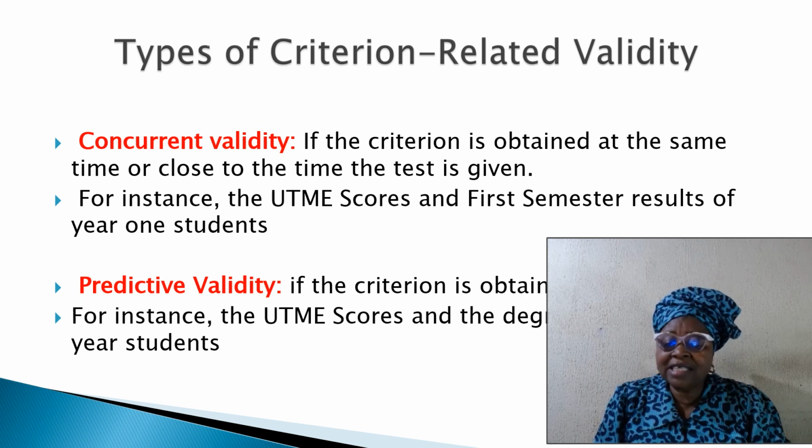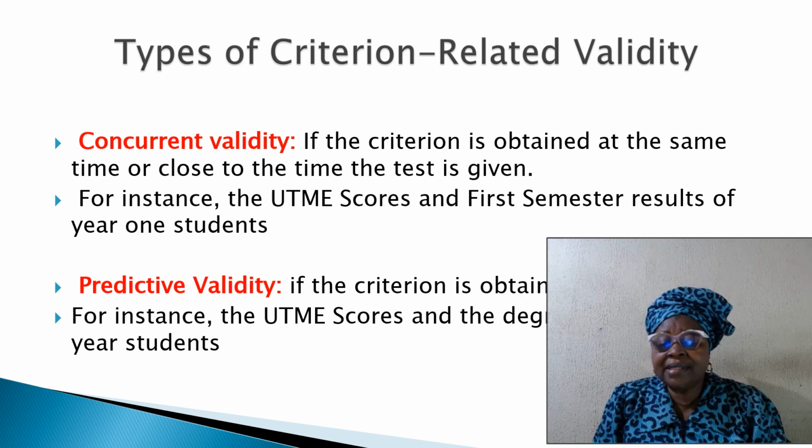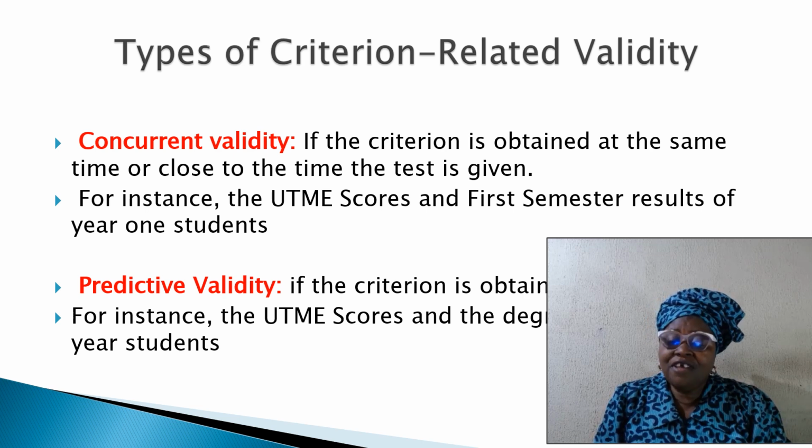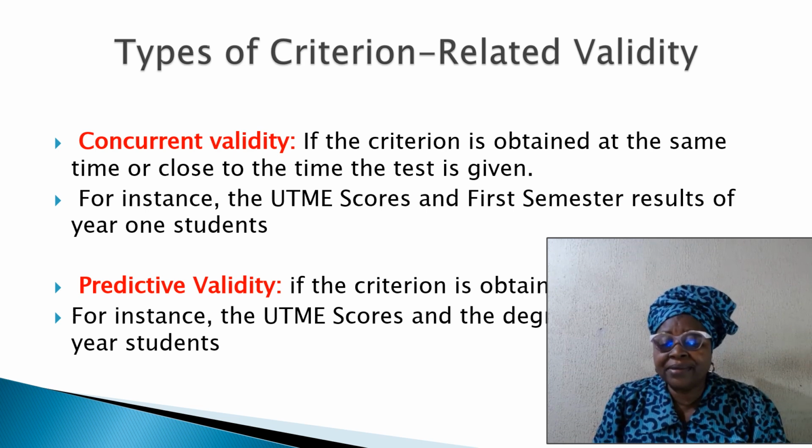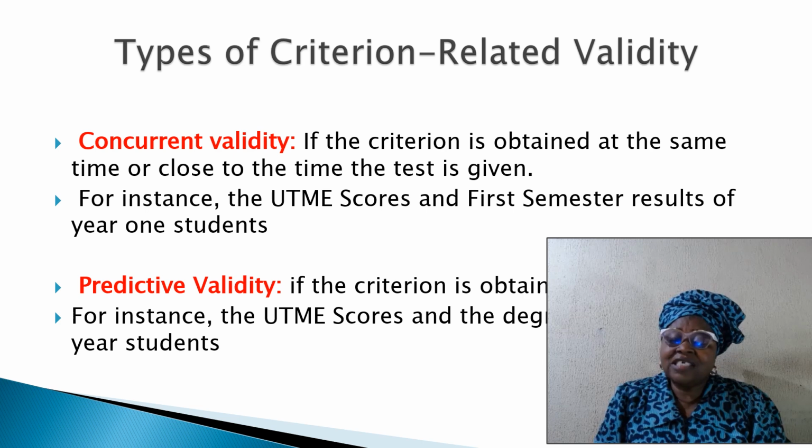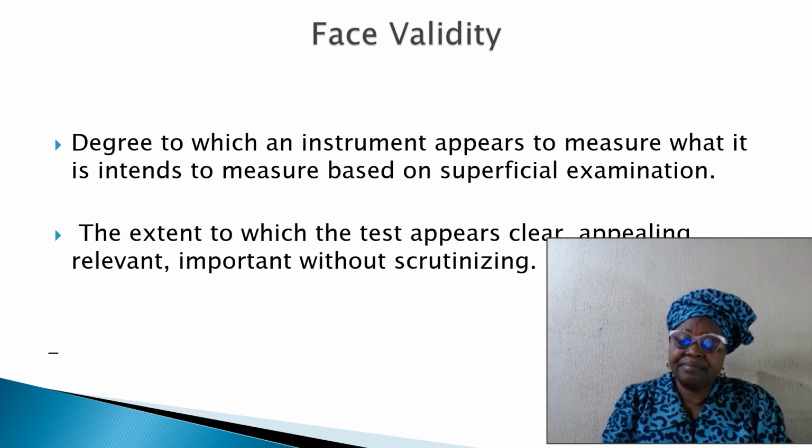Let's use an example. Let's talk about the JAMB exam, the UTME scores of students. If you correlate it with the first semester results of year 1 students, there is an interval of 6 months or thereabouts, we can say it is concurrent. But if we correlate it with the degree results of final year students, it is predictive because it is taking a long time. So whether a criterion-related validity is concurrent or predictive depends on time.